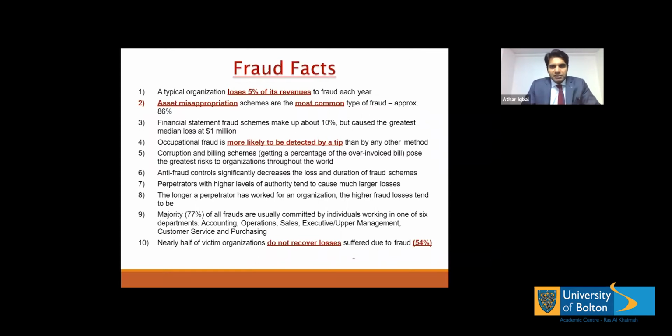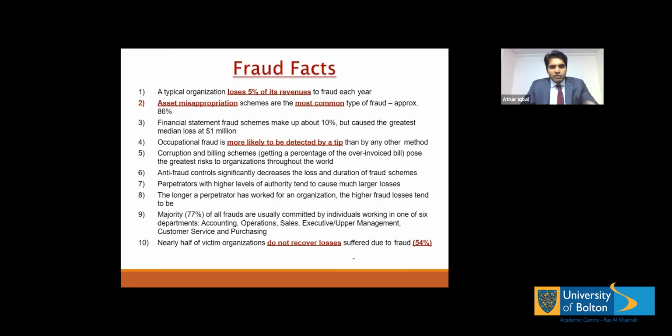Financial statement fraud schemes are also 10%. But in financial statement frauds, the average loss for one fraud is $1 million. So you can see, I will discuss with you what asset misappropriation is. When you go back, you can relate this training, or webinar information, to your own company, or your own surroundings as well.